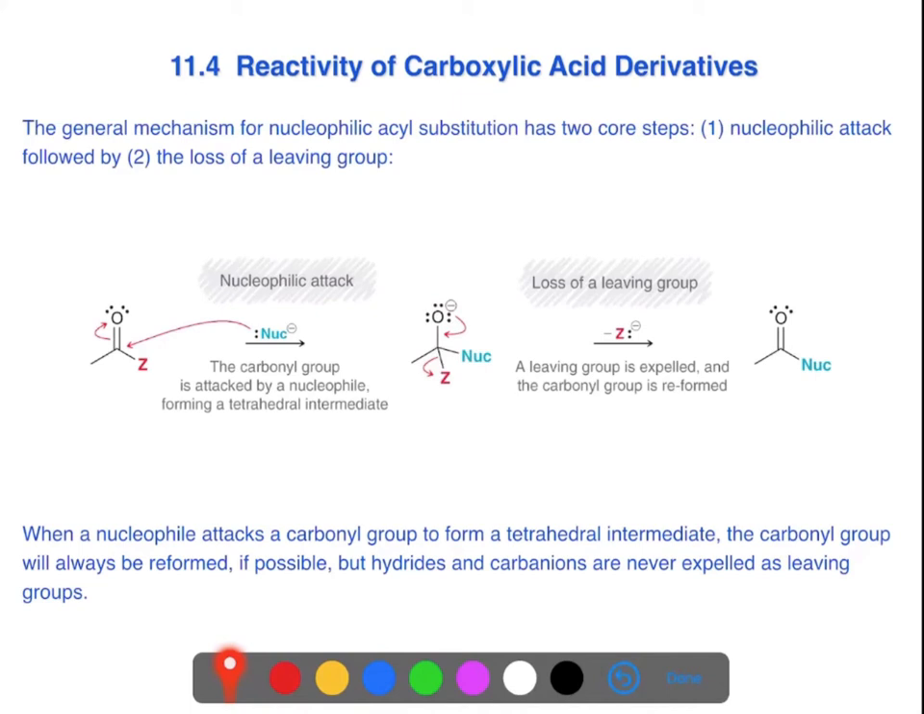So for all the carboxylic acid derivatives, we're always going to see reformation of the carbonyl and loss of a leaving group. Unlike with aldehydes and ketones, the carbanion or hydride are never formed. And so for aldehydes and ketones, we only observe nucleophilic addition. We don't observe nucleophilic acyl substitution.